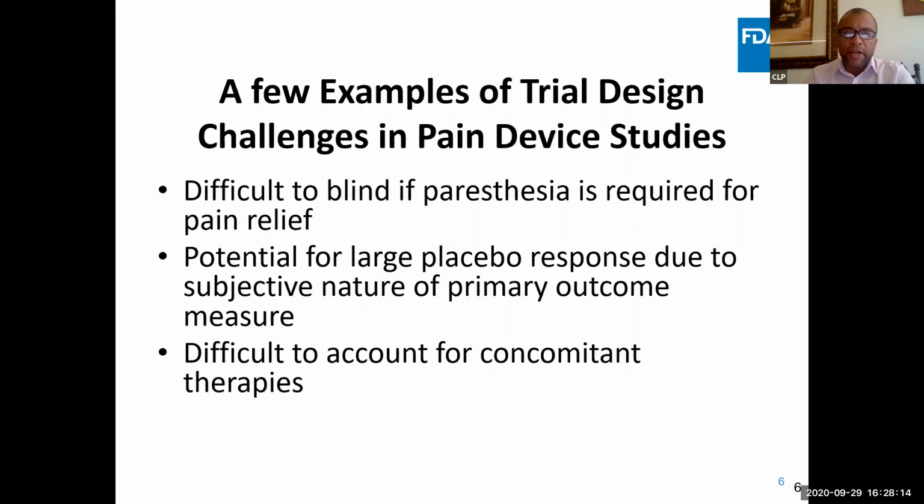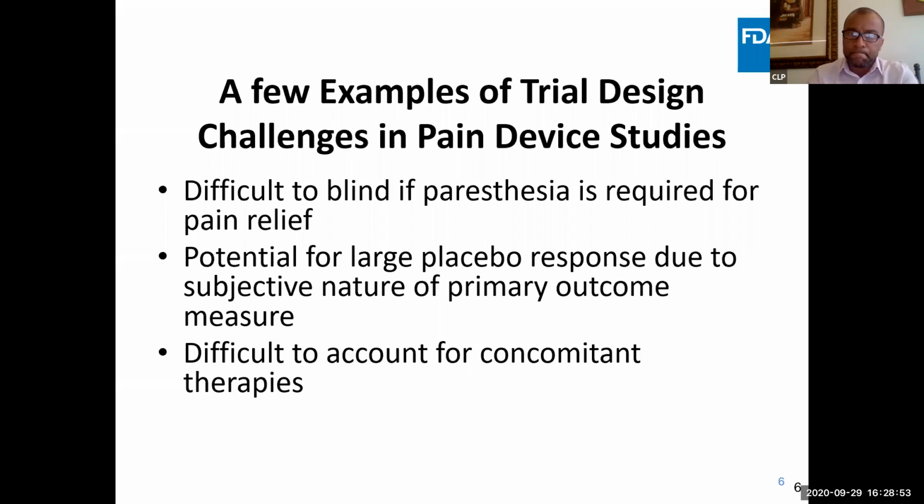And here I share with you some of the challenges that are associated with pain device studies, including the following: the difficulty to blind if paresthesia is required for pain relief, the potential for a large placebo response due to the subjective nature of the primary outcome measure, and the difficulty to account for concomitant therapies during the course of a study. The best way to reconcile these challenges is engaging with FDA early. And one of the best ways to do this is via the pre-submission process. And I'll return to this process later in the slide presentation.